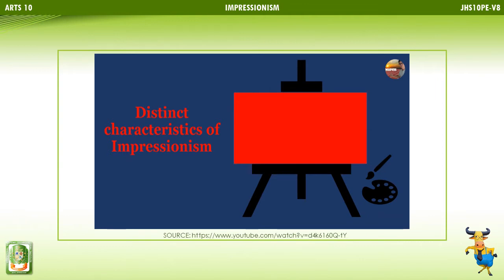What are the distinct characteristics of Impressionism? Color and light, ordinary or everyday subjects, painting outdoors, open composition, the influence of photography.